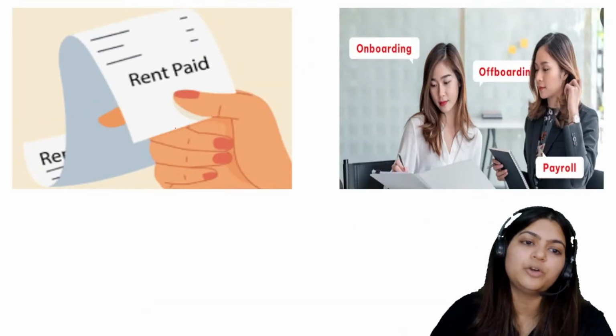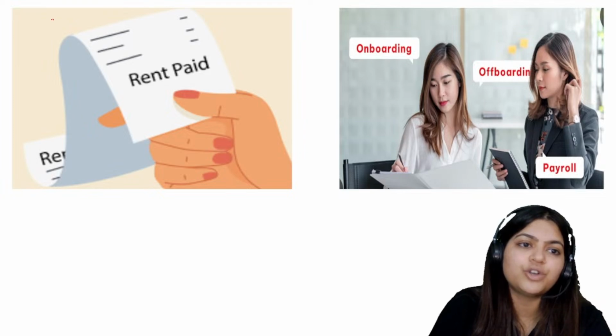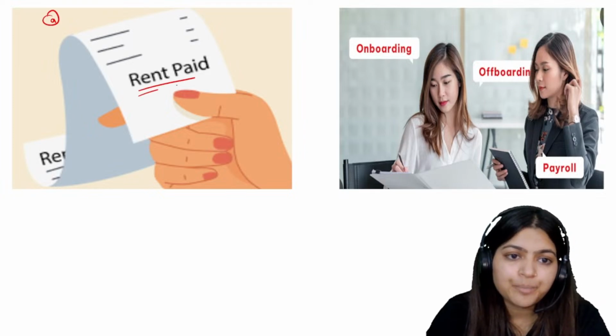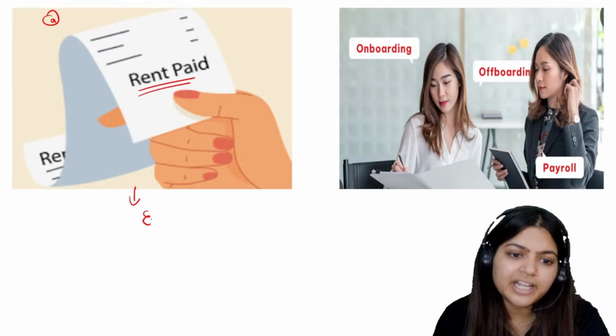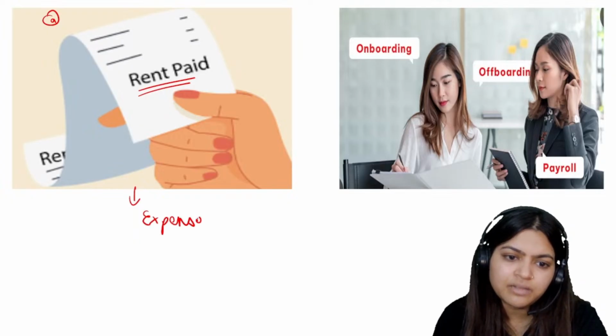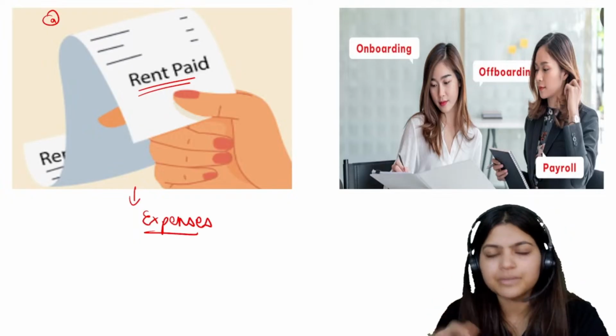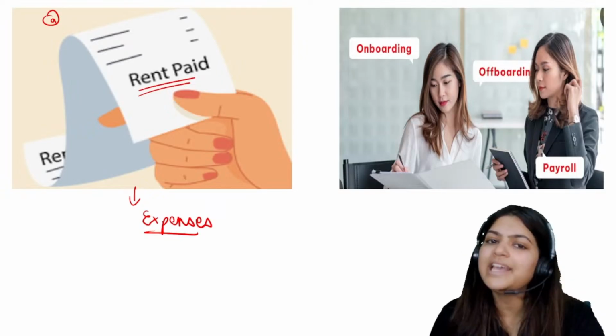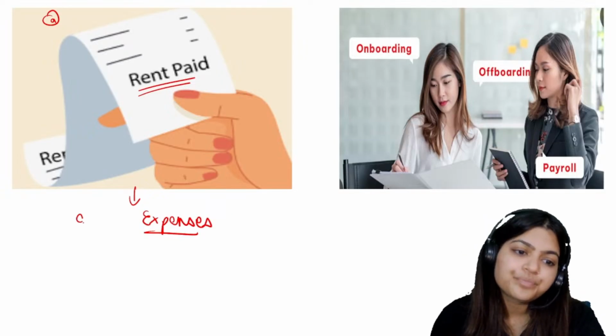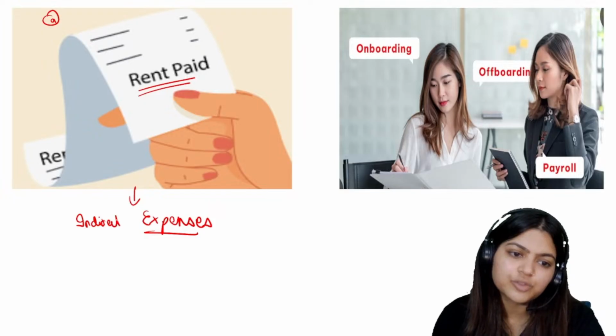Now, let's talk again. You have two photos. This is your A photo: rent paid. Is this expense a direct expense? Is rent payment your material? No. Is rent payment your labor? No. Then the last one is what? Expenses. So this is your indirect expense.